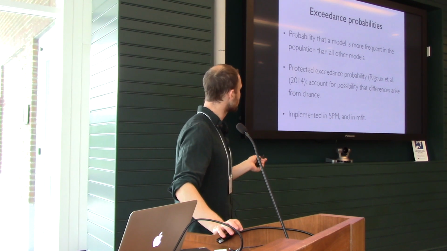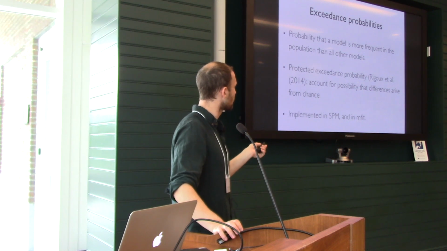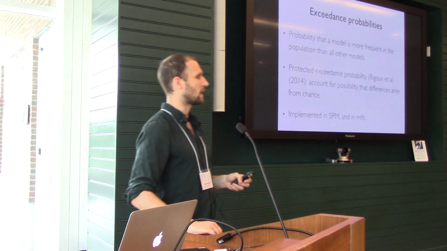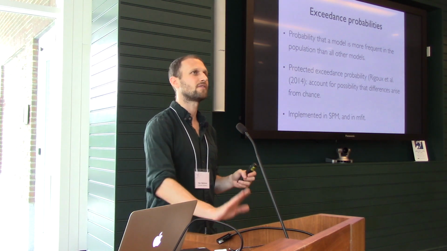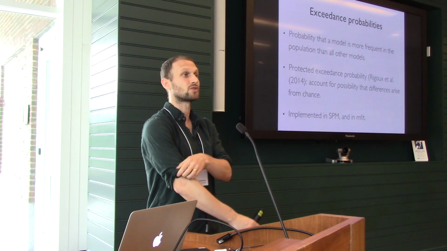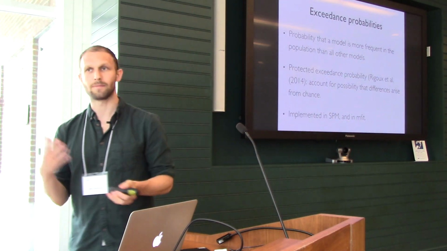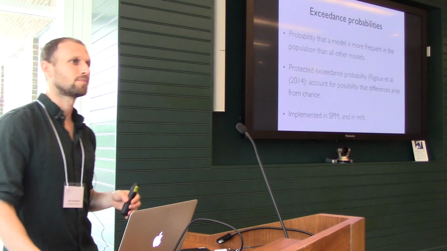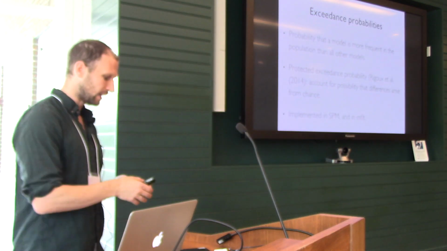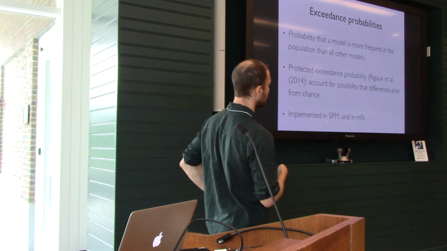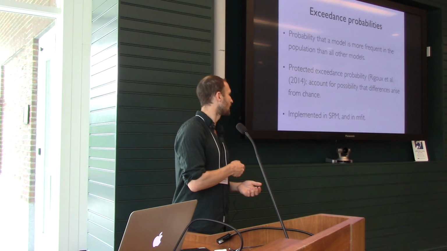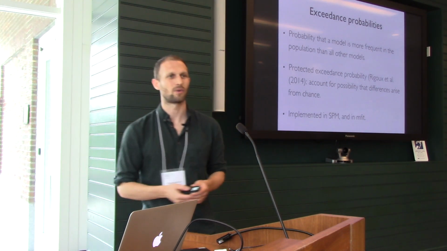And actually, it's become more standard to compute what's called the protected exceedance probability, which accounts for the possibility that the differences arise from chance. So usually, I think by definition, protected exceedance probabilities are always monotonically related to the exceedance probabilities. They're just more conservative. You'll get less extreme protected exceedance probabilities compared to the exceedance probabilities. And this was initially implemented in SPM because this is done by the SPM developers, but I've ported it over to my toolbox so that it can run independently.